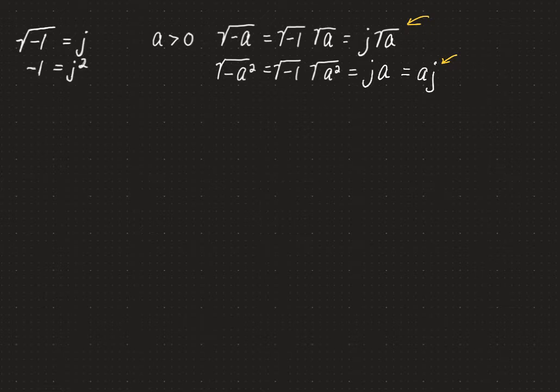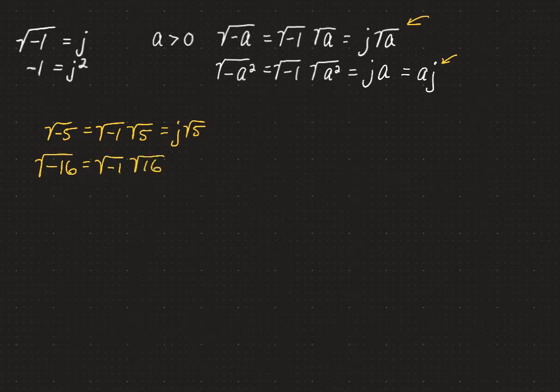Okay, so let's look at some examples that actually involve numbers and not just letters. How about the square root of -5? That can be rewritten as the square root of -1 times the square root of 5, or j square root of 5. The square root of -16 can be rewritten as the square root of -1 times the square root of 16. Okay, which is j times 4, or, wait a minute, there's no radical, so the j comes last.